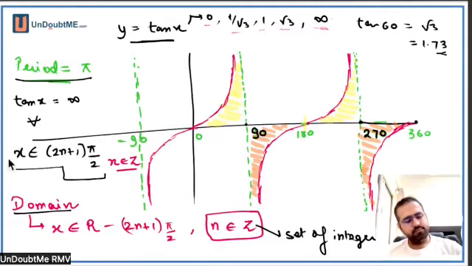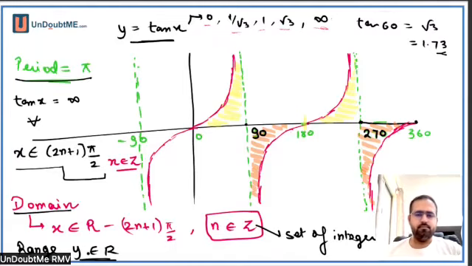It means range is y belongs to R, all real values. This was the graph for tan.